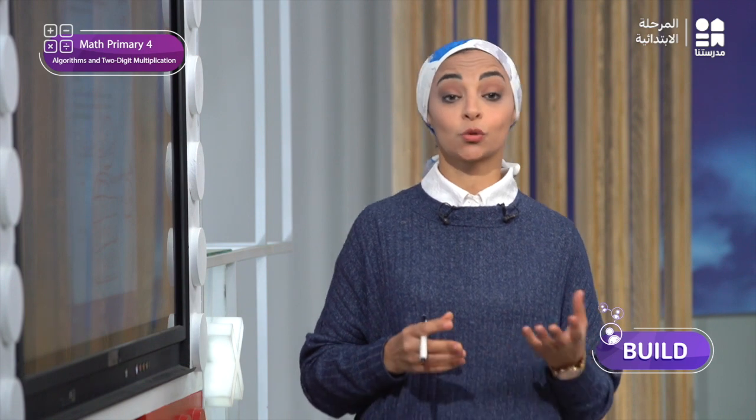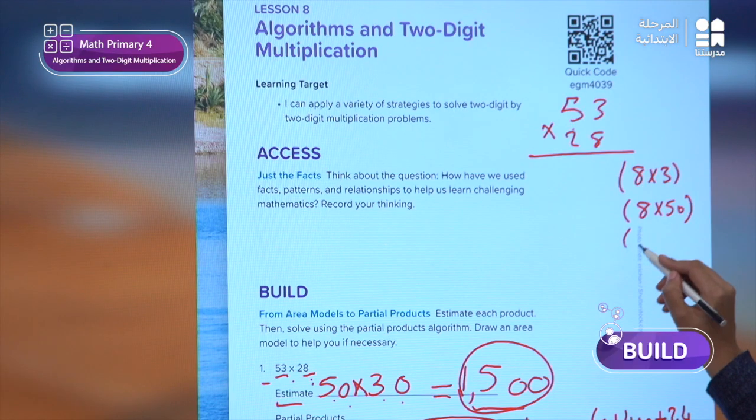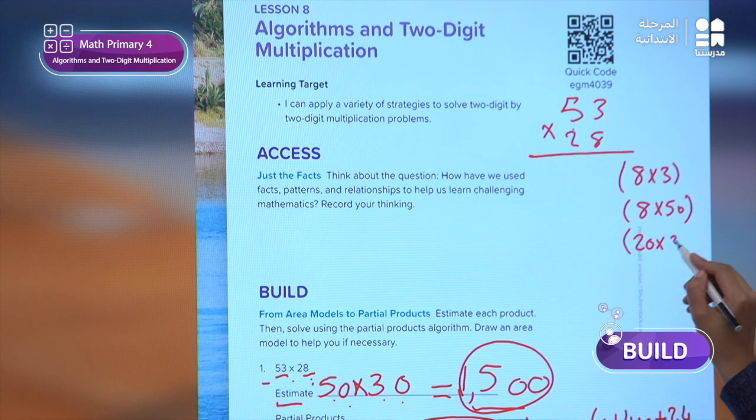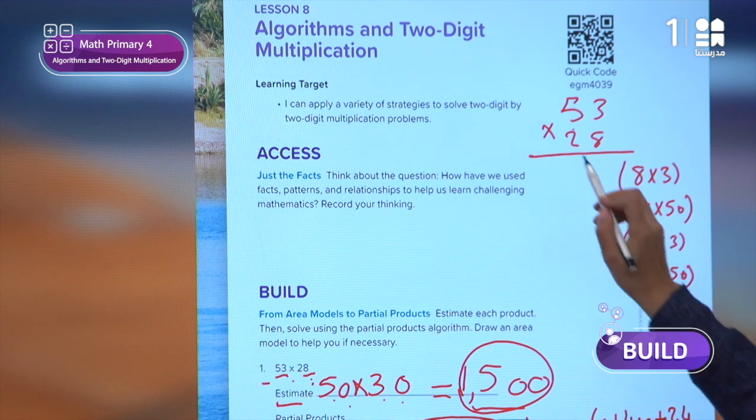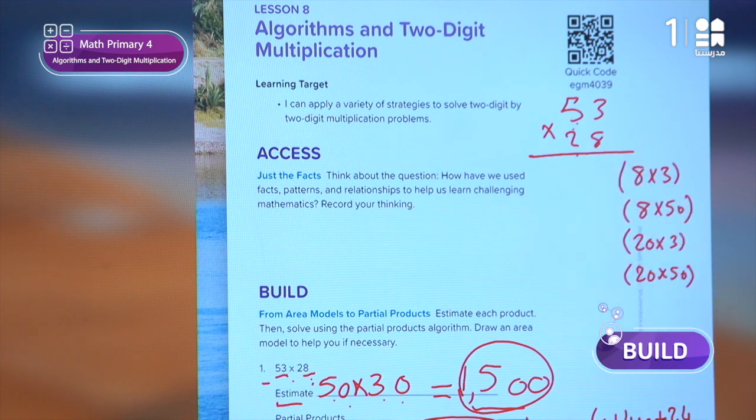So I'll multiply 20 times 3. 20 times 3 and 20 times 50. Because both 2 and 5 are tenths, I did 20 times 50. Okay, let's write the answers.